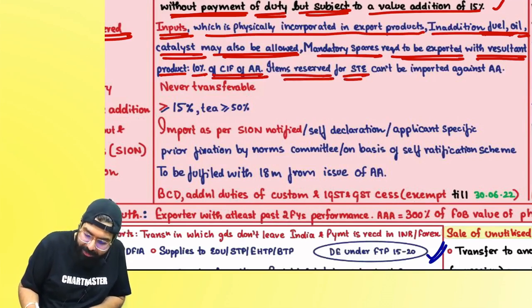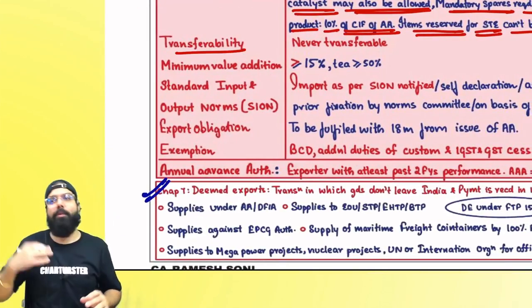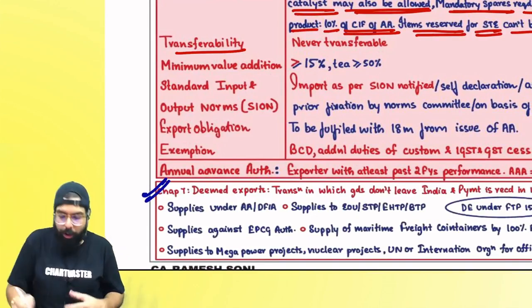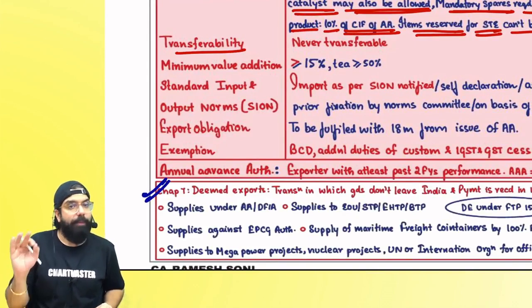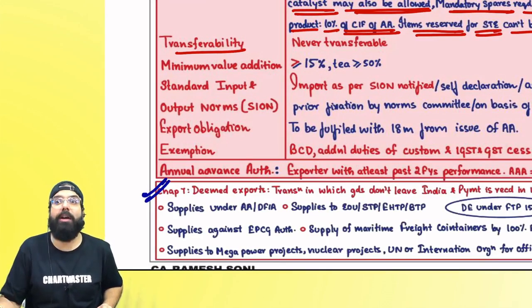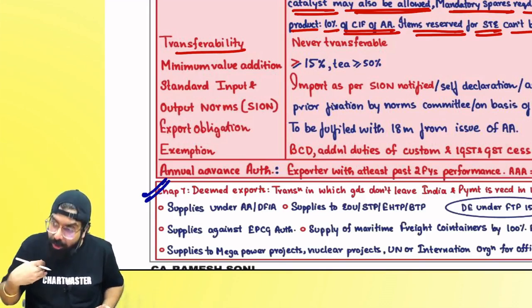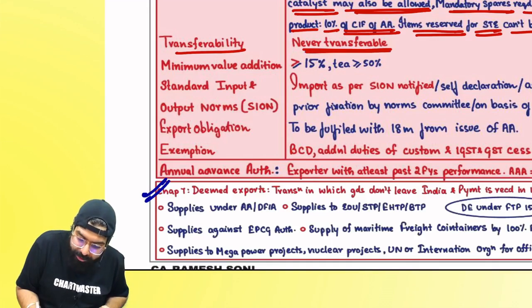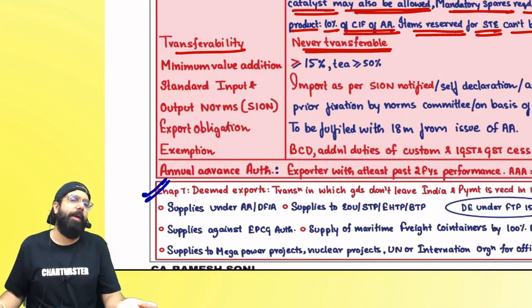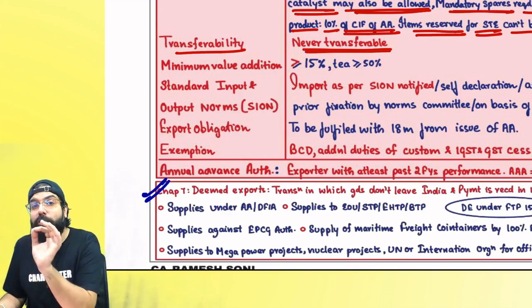Items reserved for STE, state trading enterprises, cannot be imported against advance authorization. Always remember, if I have got an advance authorization, I only have to import. It is an actual user condition. What is the actual user condition? If they have given you an advance authorization, it is always actual user based. Means the actual person who has got the advance authorization, he only has to go ahead and import. It is never transferable. I can't give it to my friend and say, hey, you import, no problem. No. See, you have to go and show the DGFT.